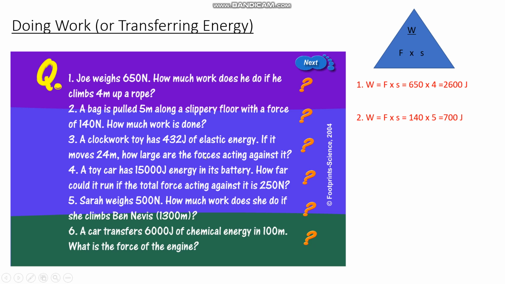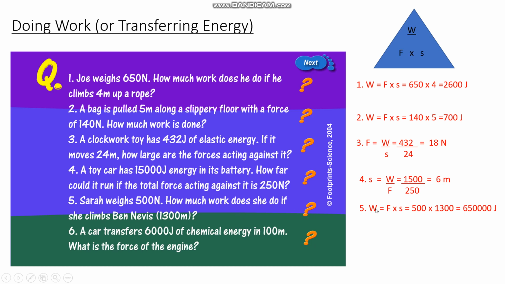Question 3, you're asked to work out the force, so we use our triangle, cover up the F, and we're left with W over S, work done divided by distance. So we have 432 divided by 24, which gives us 80 newtons. Question 4, we're asked to work out how far. So we're after a distance here, cover up the S. Distance S is work done divided by force. 1500 over 250 gives 6 meters.